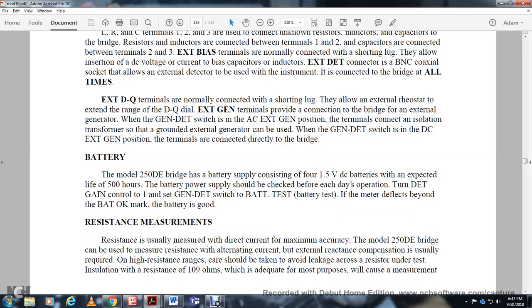Alright, your battery. The 250DE bridge has a battery supply consisting of 1.5 volt DC batteries, expected to last 500 hours. The battery power supply should be checked before each operation of the DET gain control. With the generator DC switch set to battery test, the meter deflects beyond the battery mark. Okay, the battery is good.